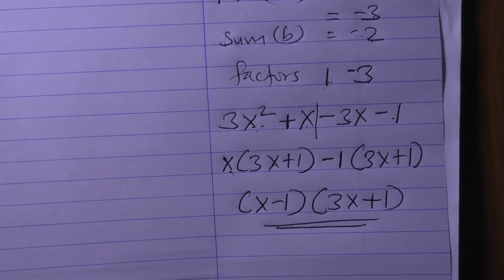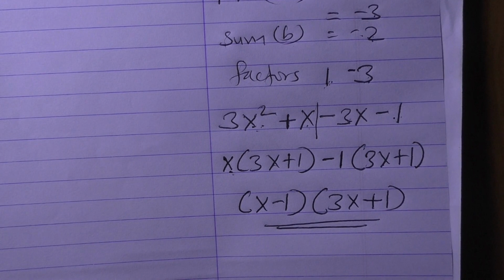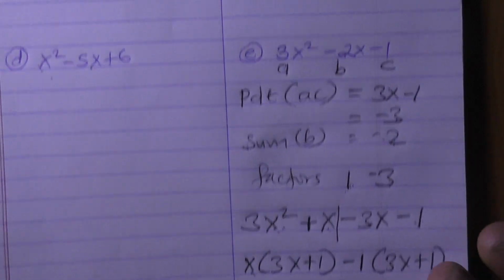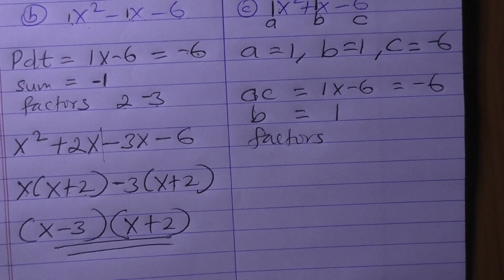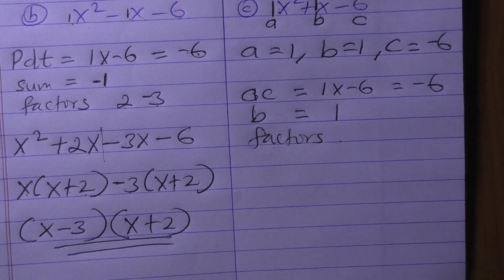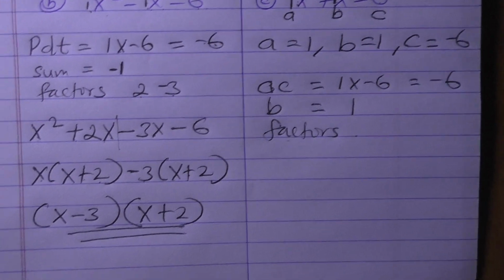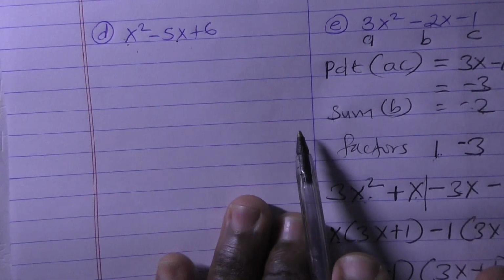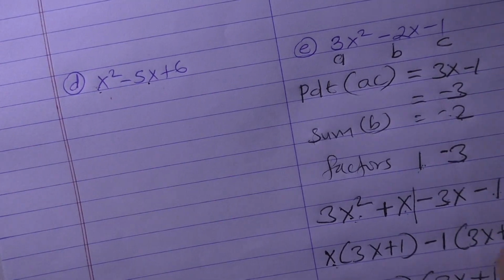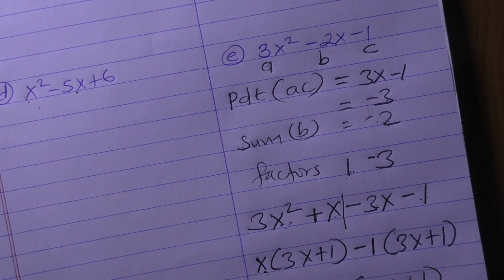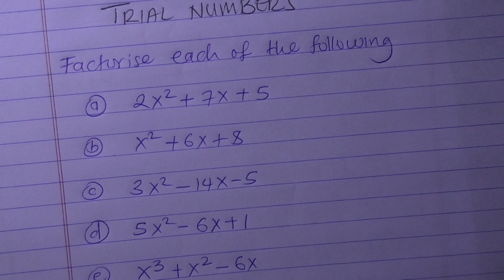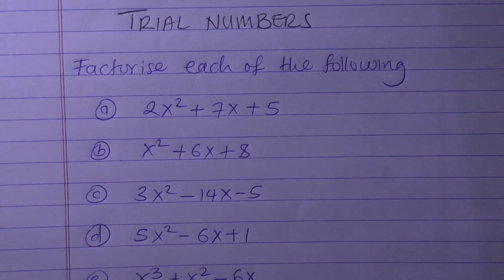So that has been factorizing quadratic expressions. You are completing part C by getting the factors and replacing them in the position of B. You are trying out part D right from the start, and then on top of that we have some trial numbers for you to try out and check yourself whether you have mastered the concept. Otherwise, that marks the end of this lesson.